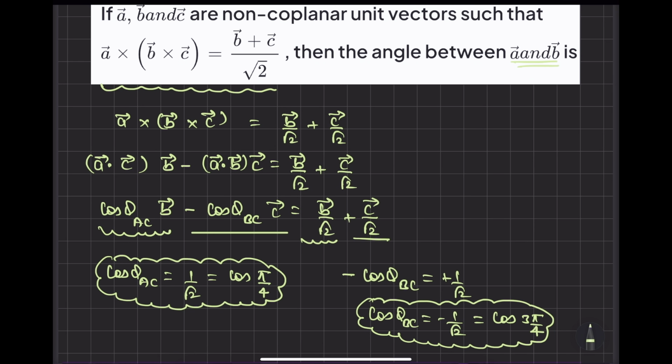I hope, and we need to find out the angle between A and B. Wait, here it is not BC, here it is AB. Here it is AB. I hope the idea is clear and you guys can handle similar situations.